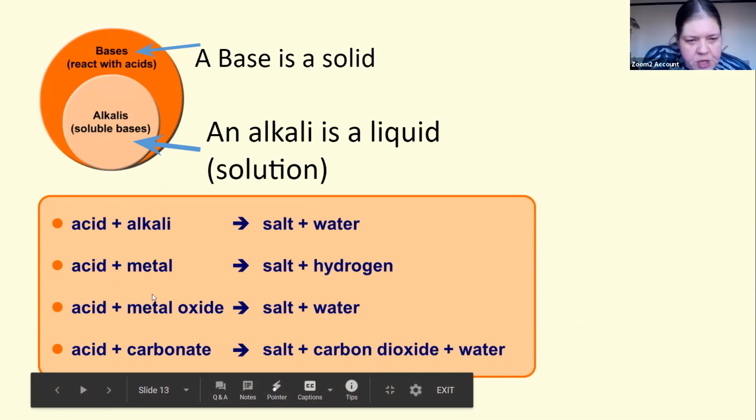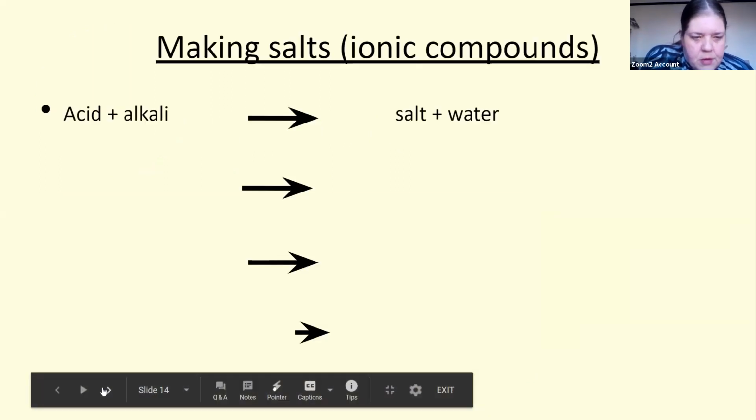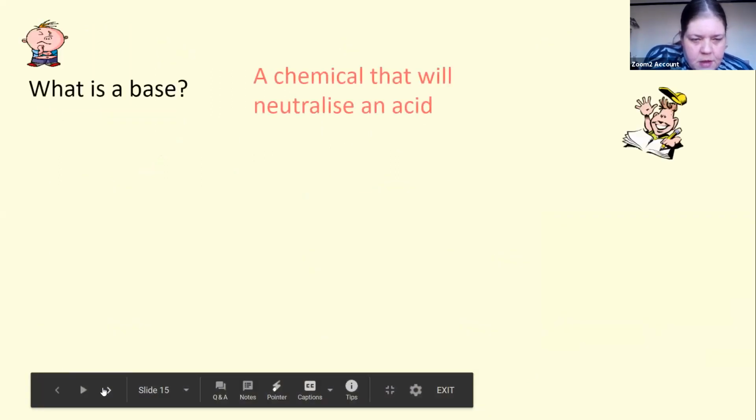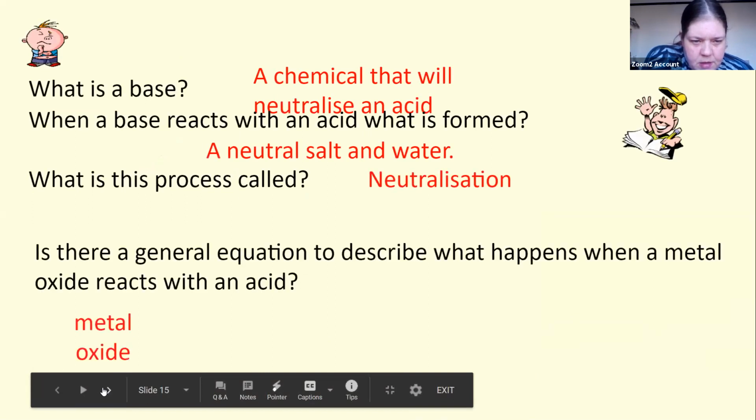Okay, and that question was this one here. So acid plus metal oxide makes salt plus water. I'm just going to click through again. Bear with me. Metal oxide plus acid, salt plus water.